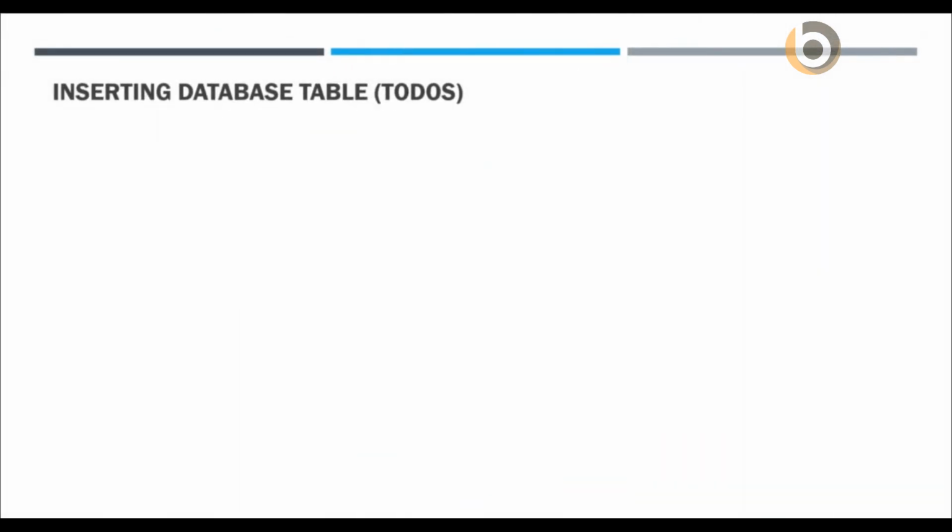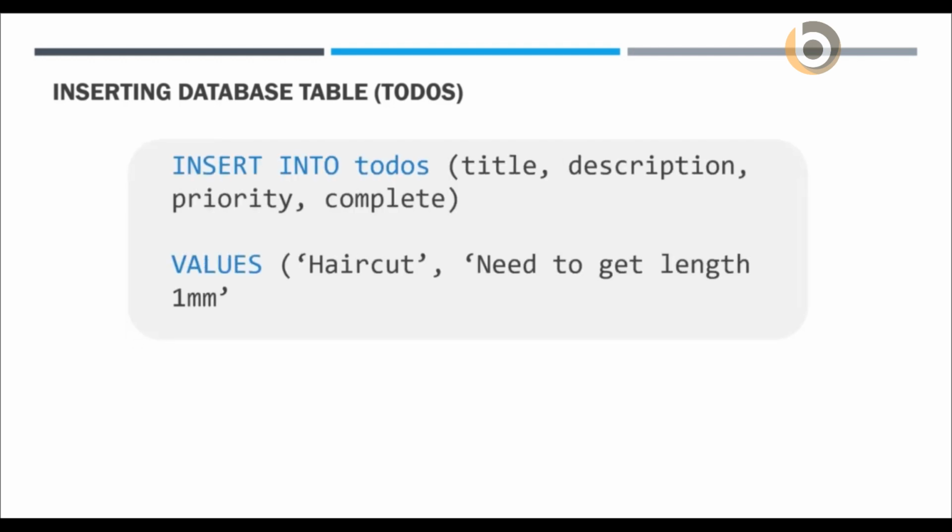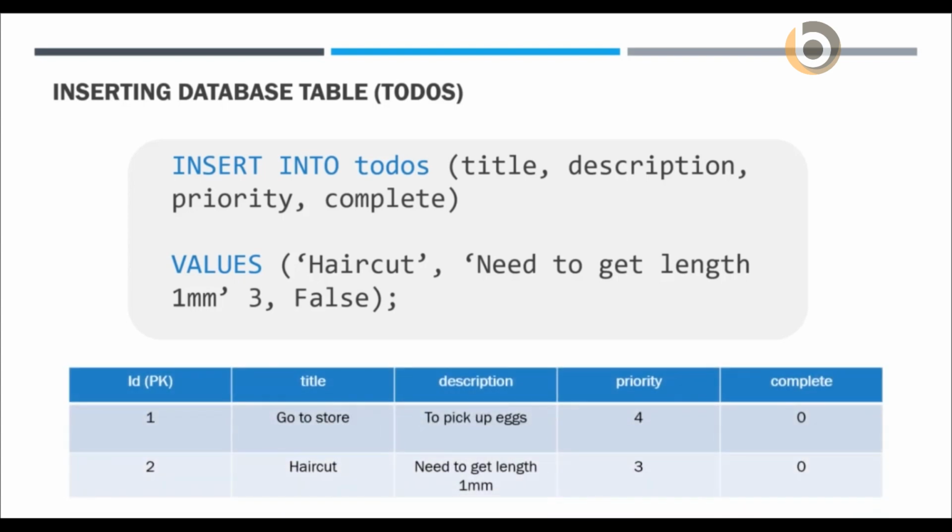All right, now that we've created one record in our database, let's create another record. We'll be inserting into our todos a title, description, priority, and complete. And we'll say the values of these are haircut, need to get length of 1 millimeter, 3 priority, and false for complete. Once we submit this to the database, we can see that we now have two records in our database, one with an ID of 1 and one with an ID of 2.